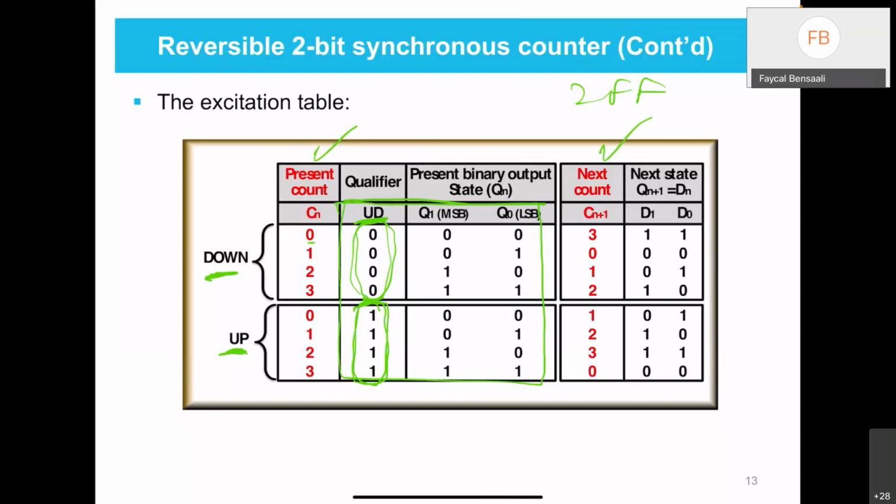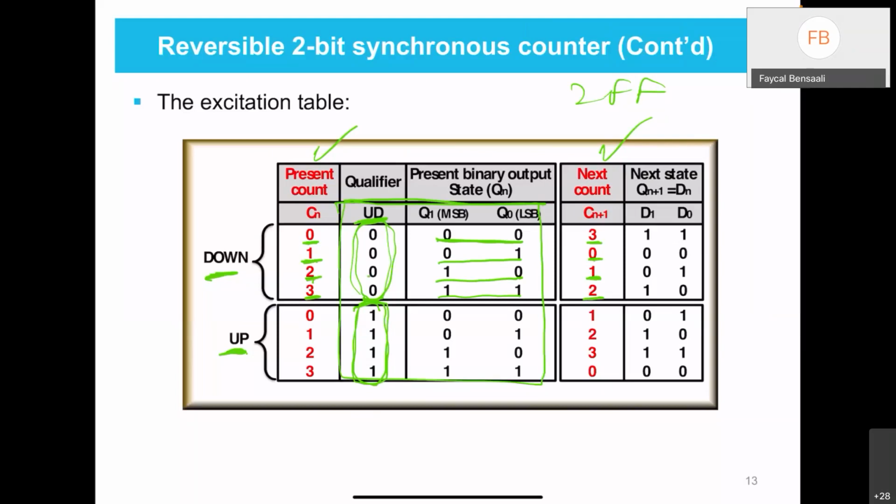What does this mean? It means if the current state is 0,0, this is state 0. 0,1 is state 1. 1,0 is state 2, and 1,1 is state 3. Now, if we are in state 0 and UD is 0, we are counting down. Next state should be 3. If we are in state 1 and UD is 0, counting down, next state should be 0. If we are in 2, counting down, next state should be 1. If we are in 3, counting down, next state should be 2.